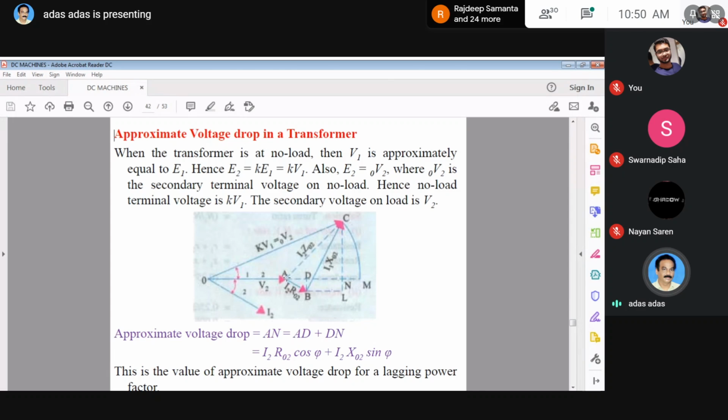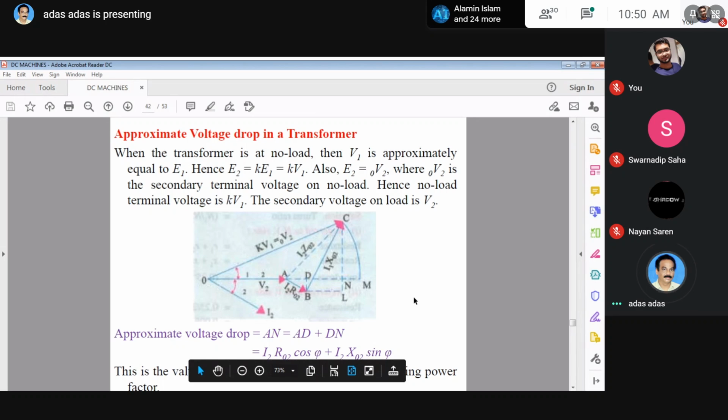Secondary voltage V2, and the equivalent secondary voltage 0V2 is equal to K into V1. So the voltage drop is AM. If you apply load here, then the voltage drop will be equal to AM, which is approximately equal to AN, because we are finding the approximate voltage drop. So the approximate voltage drop is AN. We have to calculate this.